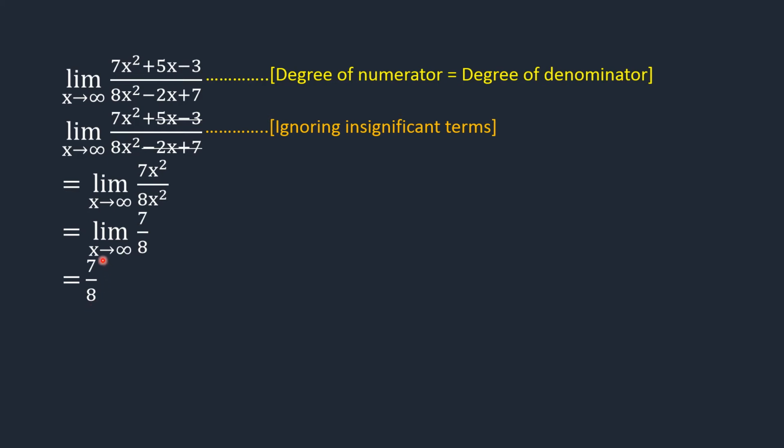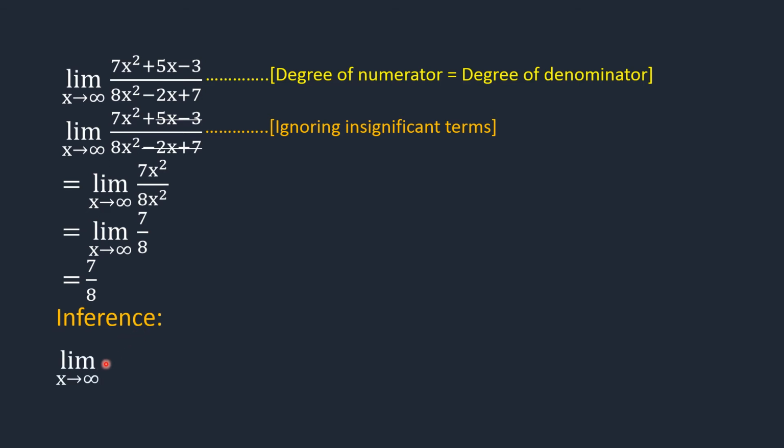Now, if we observe the answer and the function, we will find that the answer 7 over 8 is the ratio of the leading coefficients of the highest powered terms in the numerator and denominator. So from this we can draw an inference.